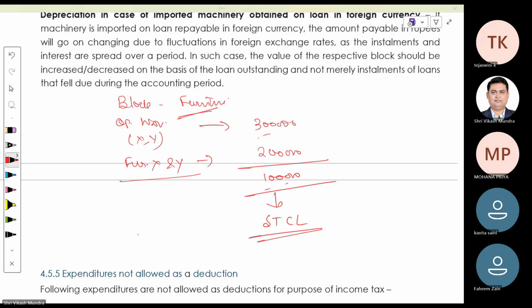Is it clear? Is it clear to all? Anyone have any question, any query? Please ask, please raise. Okay. Tejaswini ji, do you have any question, any query? You raise your hand. Okay, okay. Is it clear to all? Kavita, Priya?